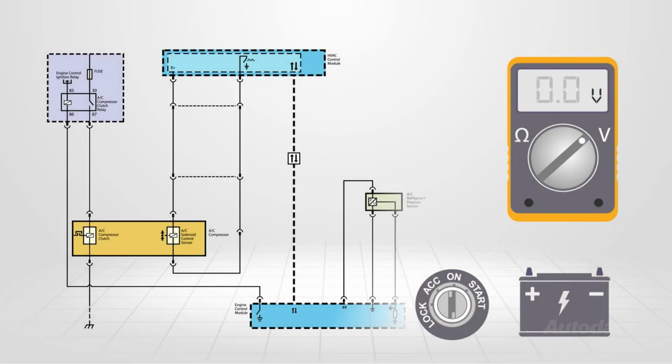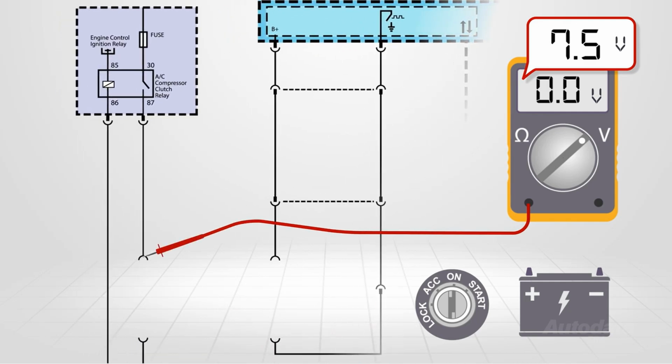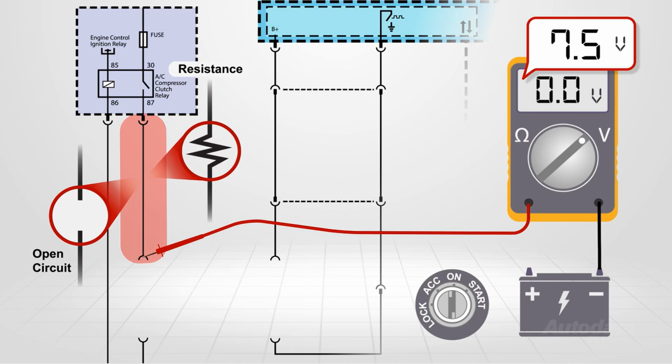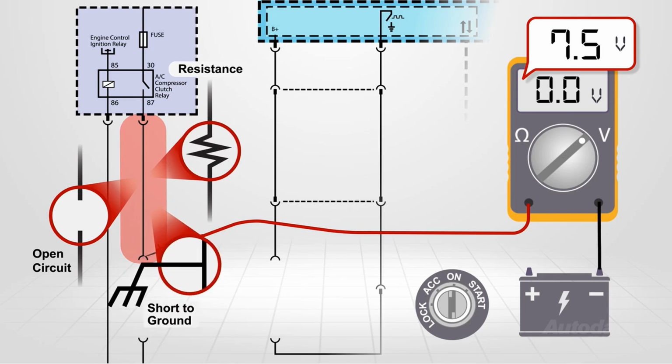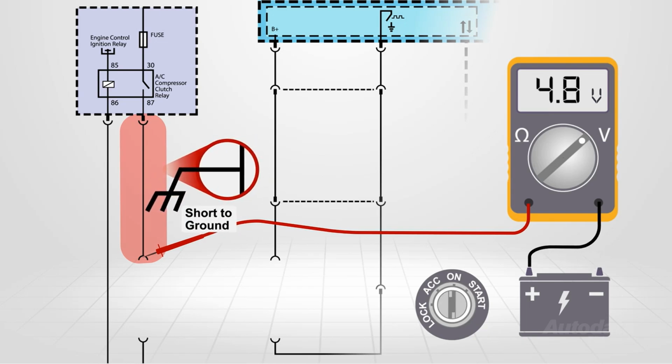If the meter displayed 0 or less than battery voltage when checking between the compressor harness load terminal and battery negative, there will be an open, excess resistance, or short to ground. To rule out a short to ground, move 1 meter lead to battery positive and watch the display. If any voltage is seen, there is a short to ground between the relay and the compressor connector.